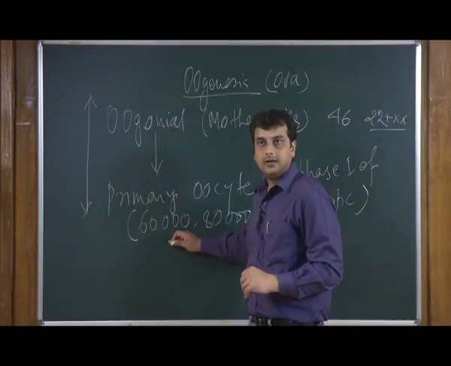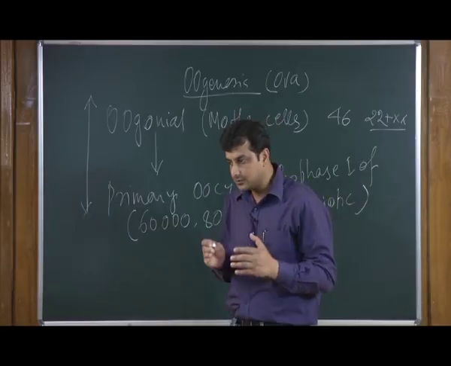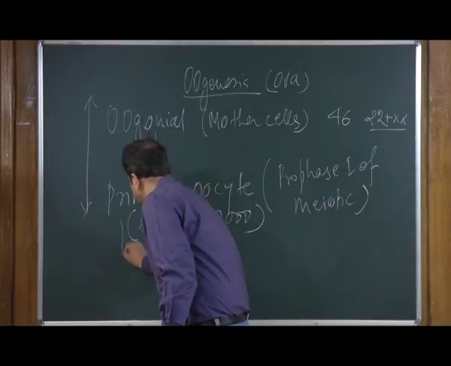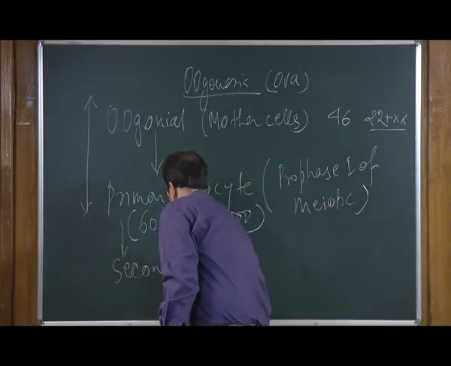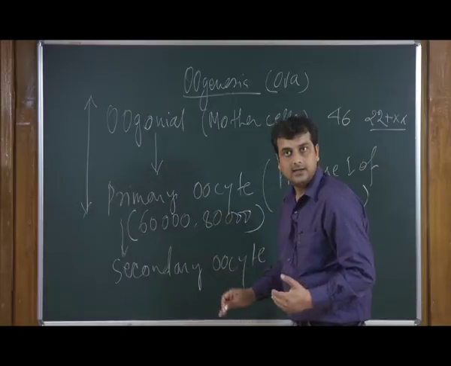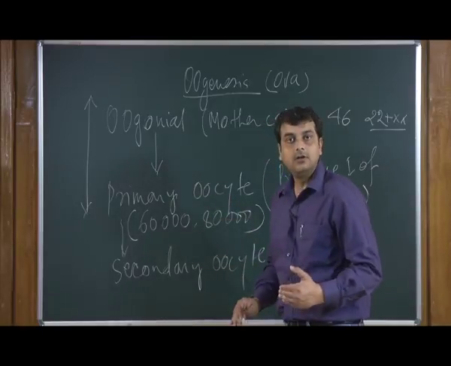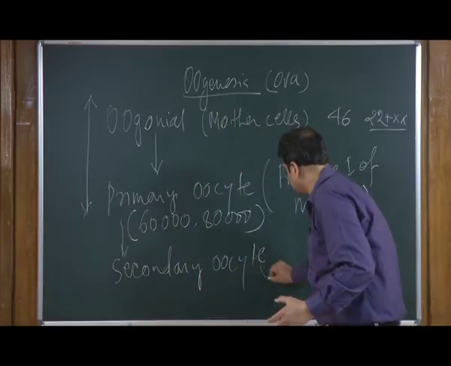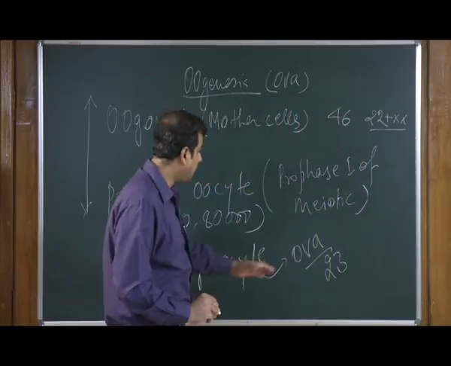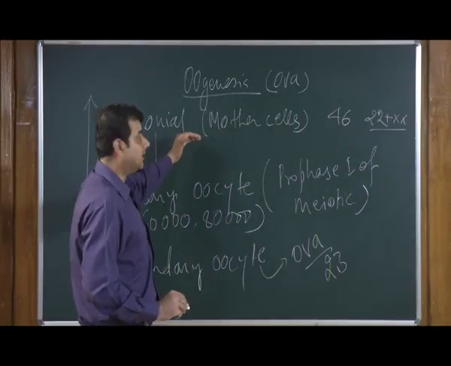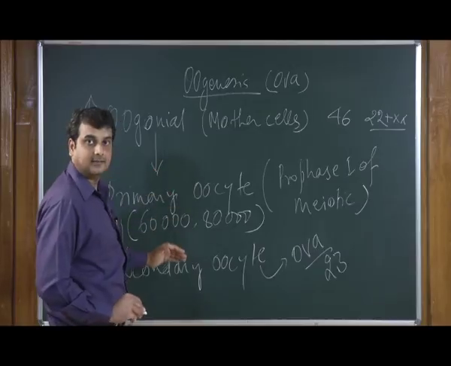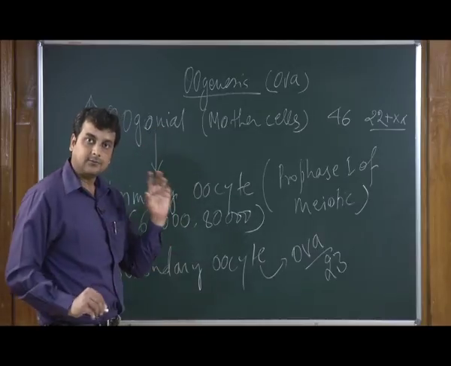After attaining puberty, this primary oocyte is converted into a secondary oocyte. There will be a lot of developmental stages eventually, and this secondary oocyte will form the mature ovum, which has 23 chromosomes, half the chromosome number that was earlier there in the mother cell. So this will be a reductional division. We will see how this whole process goes one by one in terms of the cell cycle.